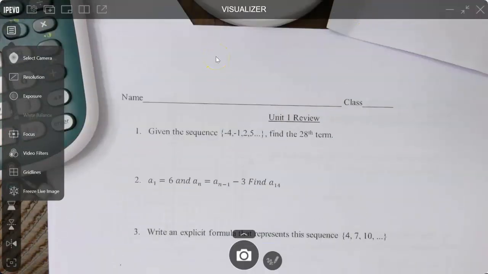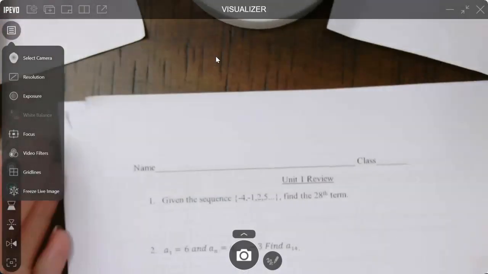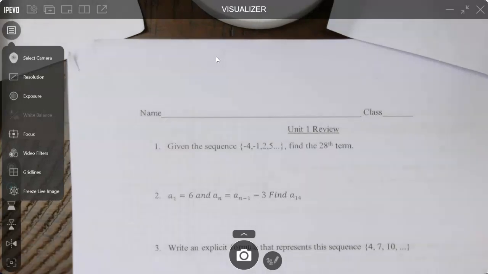We are looking at the Unit 1 test review today. So make sure you have this review. Okay, we'll just get right into this.